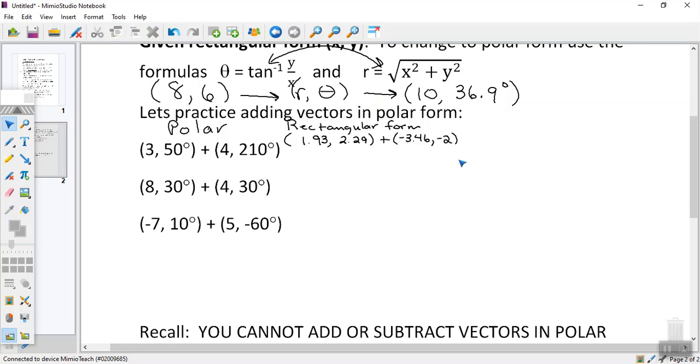Okay, so the result on this then, help me add these up. Kids, 1.93 and negative 3.46. Negative 1.53, comma, 0.29. Okay. Now, is that in rectangular form? Is that a rectangular form sum, or is that a polar form sum? That's a rectangular form sum. So put this all in polar coordinates now. I'm going to write down this is an R sum for rectangular sum. We now want to get back to a polar sum. Okay, kids, how do you find the radius again?